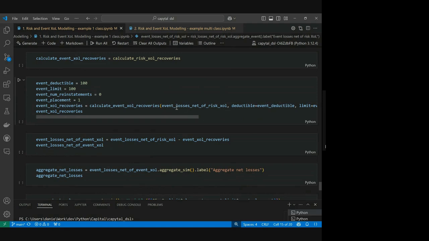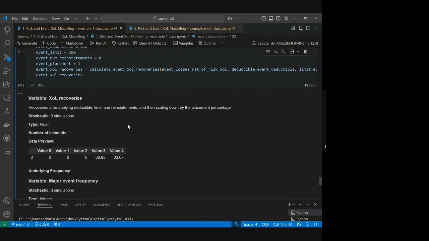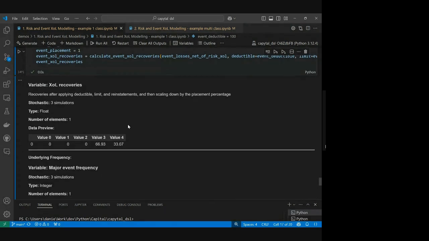And now our event XoL recoveries, we're just going to apply this function, calculate event XoL recoveries, to our losses. But now our losses are the event losses, so summed into the event level and net of the risk XoL. But really, this is just to make the point that the actual mechanics of the function, the mechanics of the layer, are very similar. It's just the nature of the losses going in that's different.